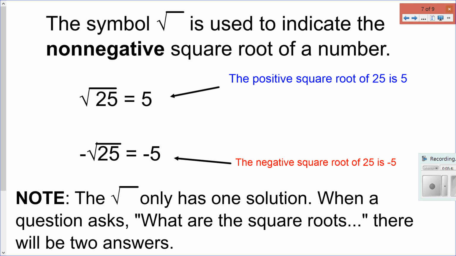The radical symbol is used to indicate the non-negative square root of a number. For example, the square root of 25 is 5. And then down here, the only way we can get a negative is if I have a negative sign in front of the square root, in front of my radical. Well, it's asking, what is the negative square root of 25? And that's -5. So radical only has one solution. The question asks, what are the square roots? Notice the S, making it plural. There'll be two answers. If you just see the radical sign with a number under it, it's asking for the non-negative answer, which is the positive answer.